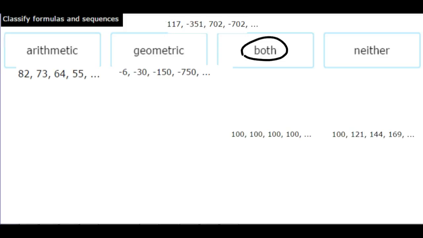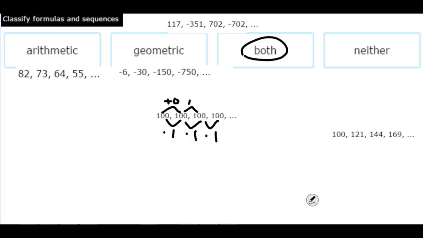So we're back in, now we're looking at this 100, 100, 100, 100. Well, let's look at it geometrically. Geometrically, to get from 100 to 100, we'd be multiplying by 1. And to get from 100 to 100, we're multiplying by 1 again. And we're multiplying by 1 again. So it's geometric. Is there a number that we could add to 100? And it's 0. So we have plus 0, plus 0, plus 0.